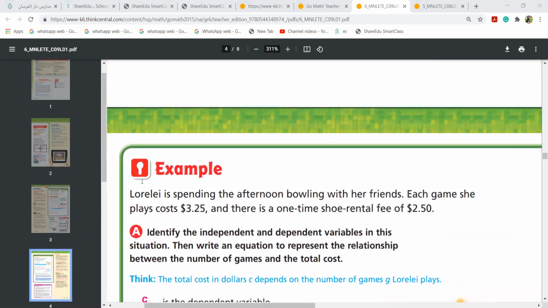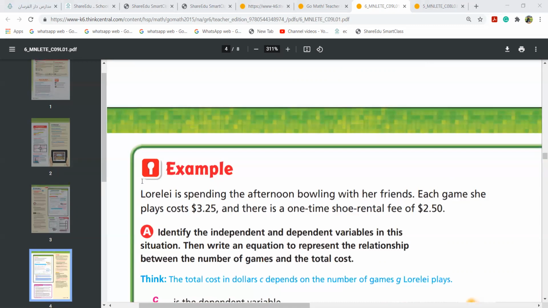Lorelei was spending the afternoon bowling with her friends. Now be ready, girls. I'll start asking you all questions. Each game she plays costs 3.25. The cost is 3.25. And also there is a shoe rental fee of 2.50 one time. Like you just have to pay $2.50 one time, not always.